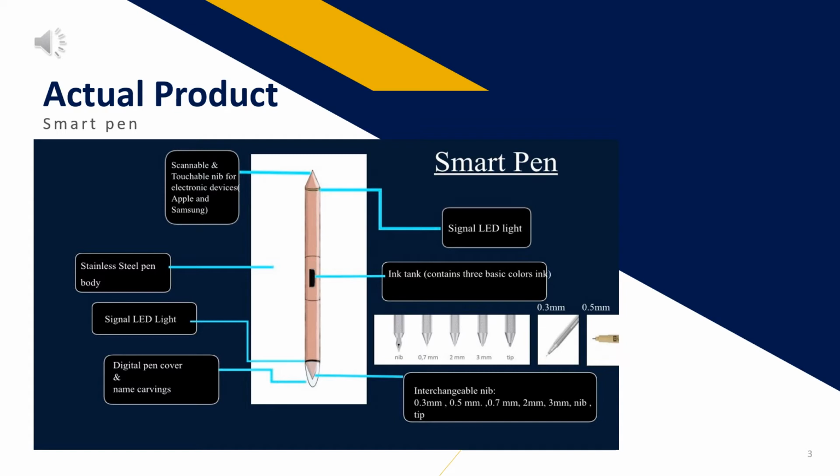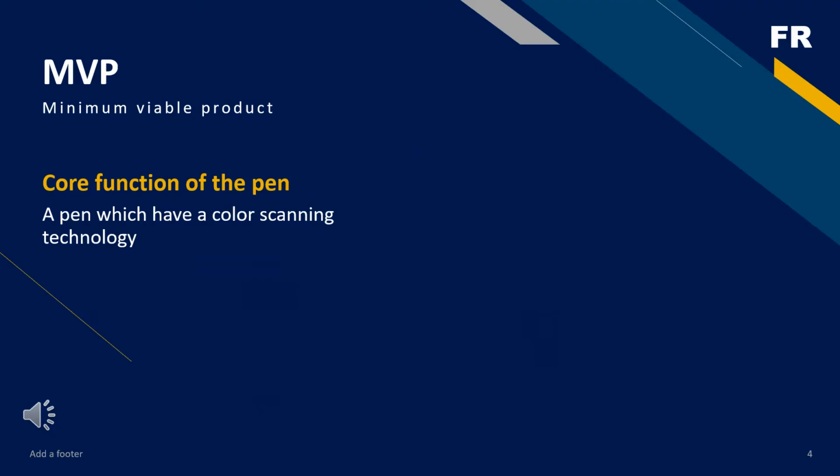The smart pen is an all-in-one approach and effective in aiding children in the writing process. A built-in signal LED light flashes when a wrong writing step is executed, and it has multiple interchangeable pen tips. For our minimum viable product, we want to make a pen which has a core function, which is a pen which has color scanning technology.